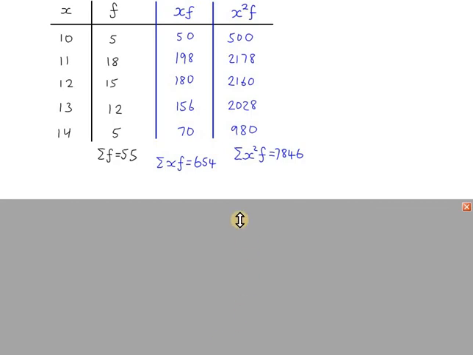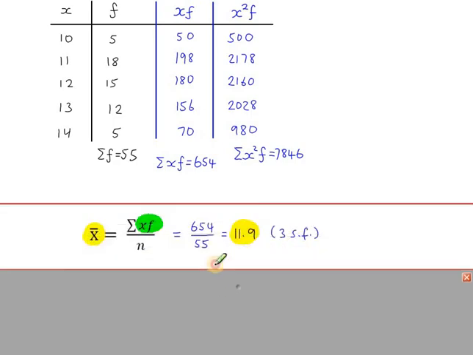So I've done the table work. So the mean, sigma xf, 654, divided by n, the number of data values is the sum of the frequency. So divide by 55, we've got 11.9. This is a rounded value to 3 significant figures.